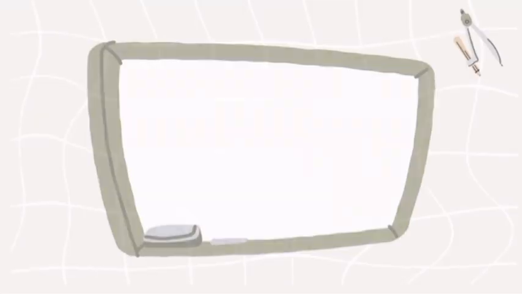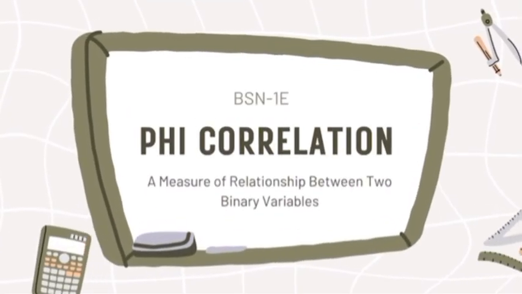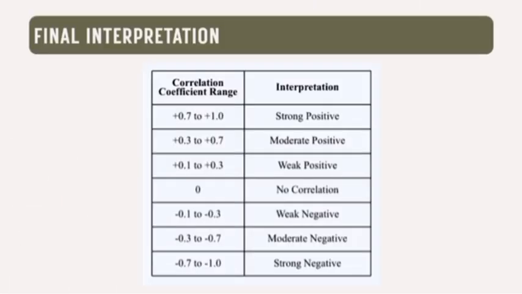Yes! For this topic, let us first discuss the final interpretation table. 0.7 to 1.0 is interpreted as strong positive, 0.3 to 0.7 is moderate positive, 0.1 to 0.3 is weak positive, 0 is no correlation, negative 0.1 to negative 0.3 is weak negative, negative 0.3 to negative 0.7 is moderate negative, and negative 0.7 to negative 1.0 is strong negative.